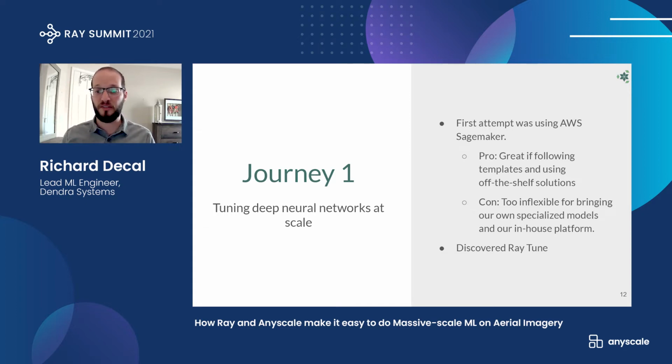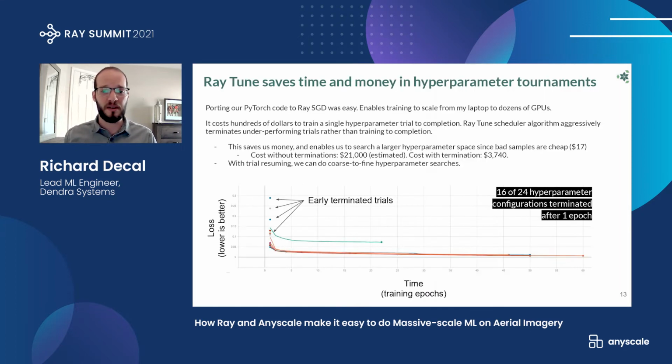I started looking at alternatives and I found Ray Tune, and I'm glad that I did. It was very easy to adopt. I ported my PyTorch code to RaySGD fairly simply, and what this gives us is the ability to scale from a single replica on my local machine to dozens of GPUs on the cloud without changing any code. So that's a big win.